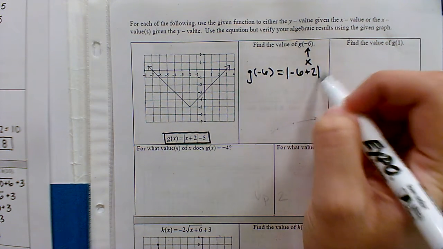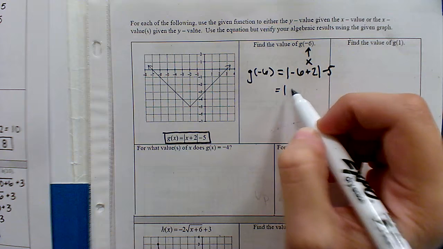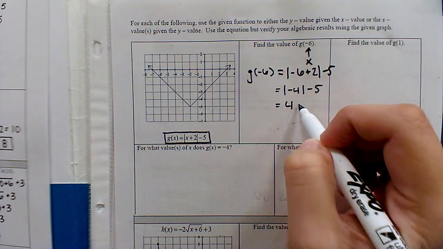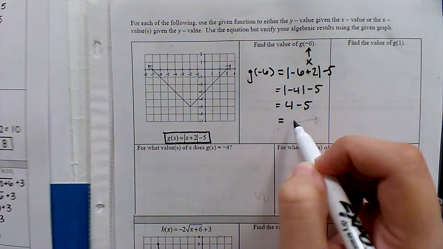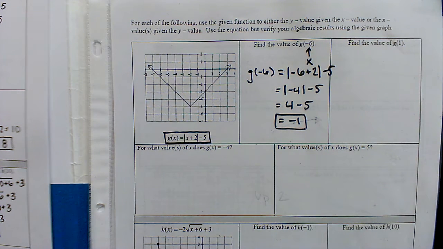into the x in the equation. And let's go ahead and see what we get out. Be careful with absolute values. Anything negative becomes positive. Can we get -1? Okay, so algebraically, by hand, the answer is -1.